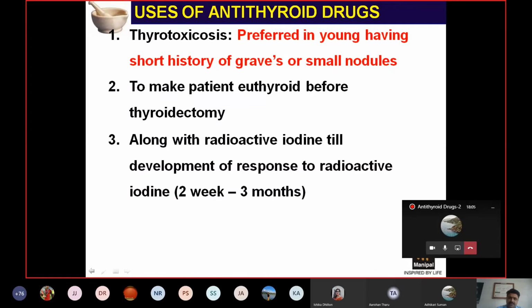And we talked about the uses of antithyroid drugs. In thyrotoxicosis they are used, and to make the patient euthyroid before thyroidectomy, that is surgery, we use this drug. Even when you are using radioactive iodine to destroy the thyroid cells, you have to use this drug for a few months, like 2-3 months, because radioactive iodine shows its maximum effect only after 3 months. So the antithyroid drug is given before the action of radioactive iodine is seen.